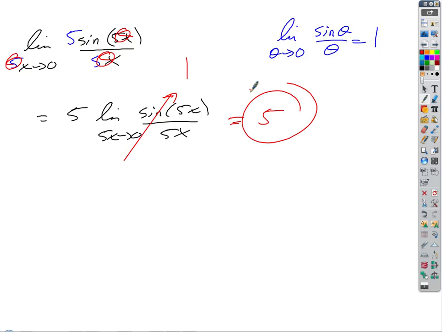Crowd goes wild. Okay, make sense? Yes. Yeah, tricky.